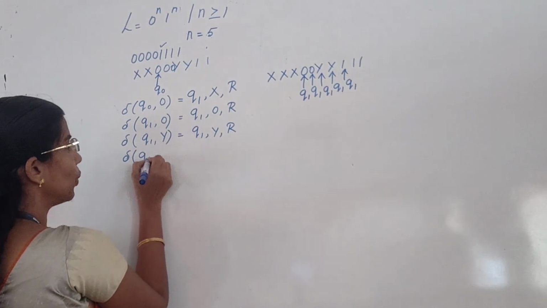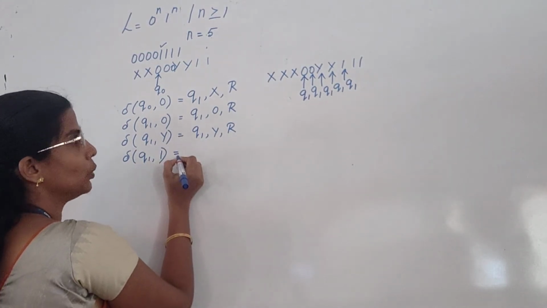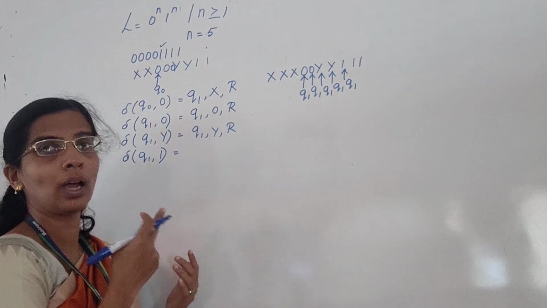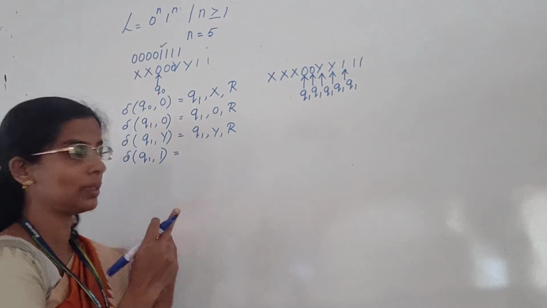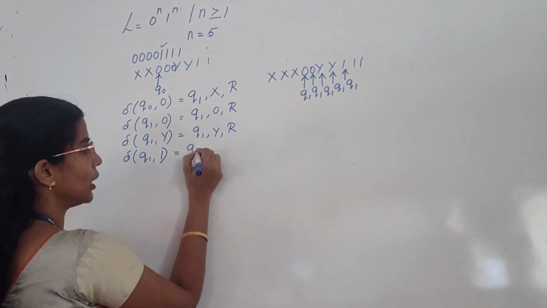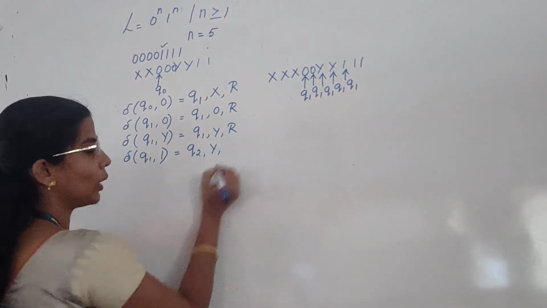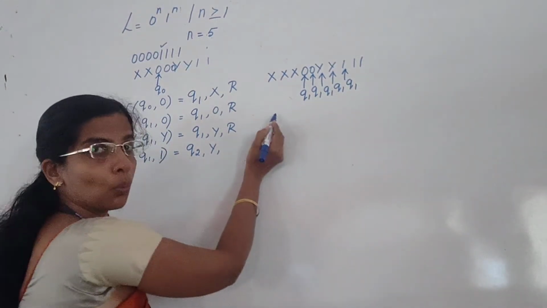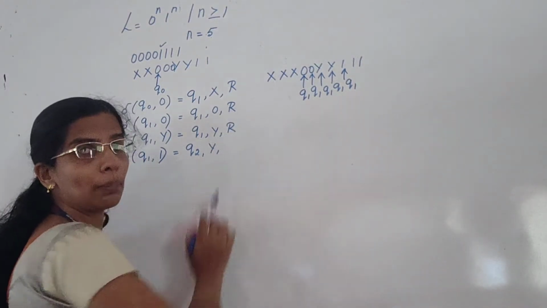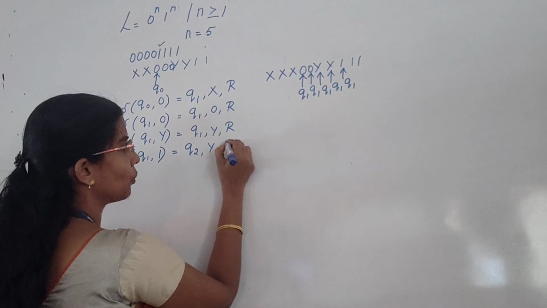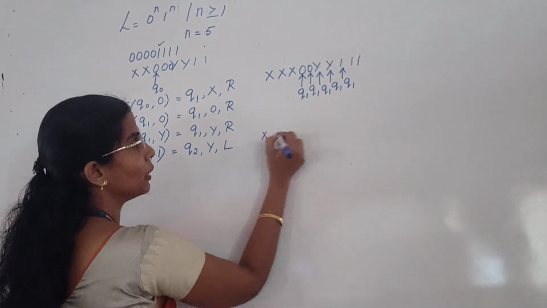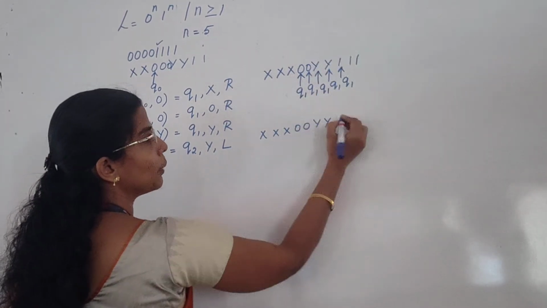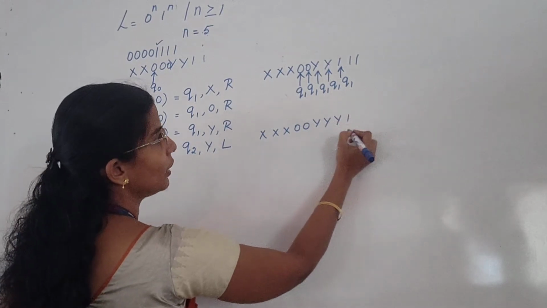Delta of Q1 reading 1, which is equal to, 1 has to be replaced with y. I have to make a replacement, so I have to make a state change. Q1 is changed to Q2, 1 is replaced with y. Now the direction of your read-write head is, it should move towards left. Towards left, take the next 0, replace with x. So the direction of your read-write head is left. Now how it will be? 0, 0, y, y. This 1 is replaced with y. Right?